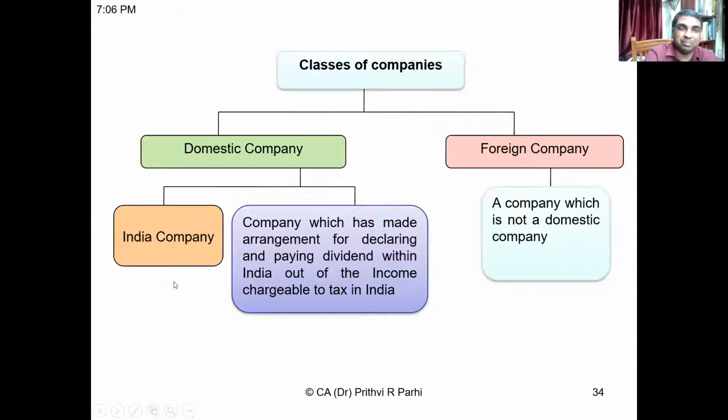That means even if the company is not an Indian company, but it has made arrangement for declaring and paying dividend within India out of the income chargeable to tax in India, that means that company has made some arrangement to declare and pay dividend in India. If that arrangement is made, that company, even if it is not an Indian company, shall also be regarded as a domestic company. Are you getting it? Yes, sir. No, sir. I could not get it.